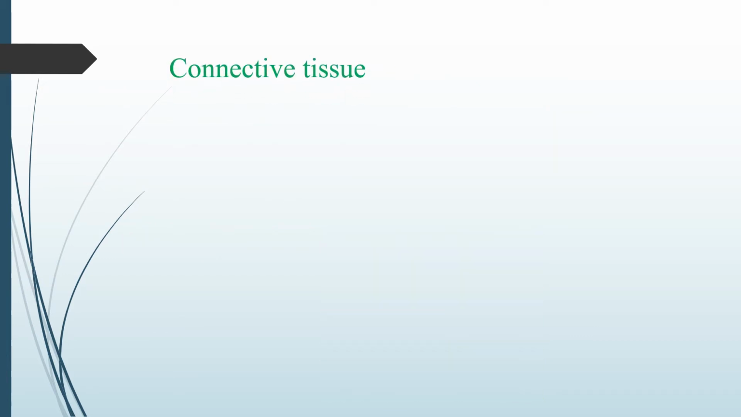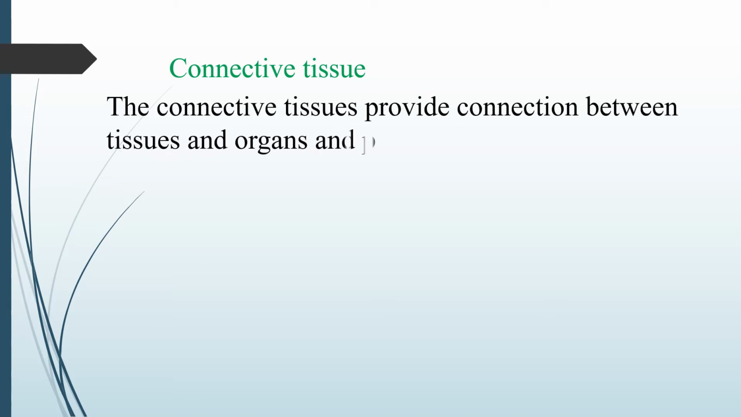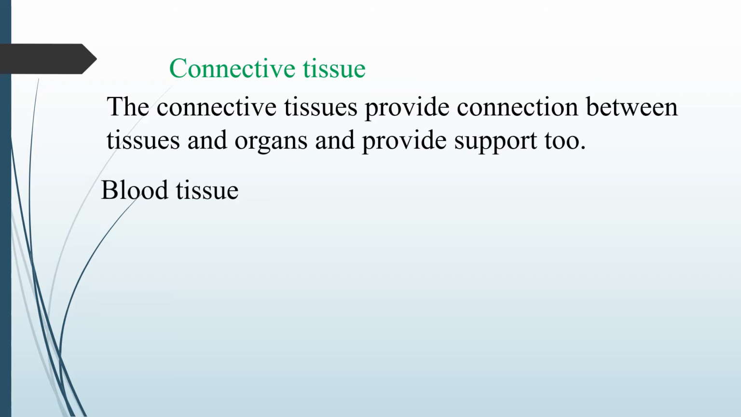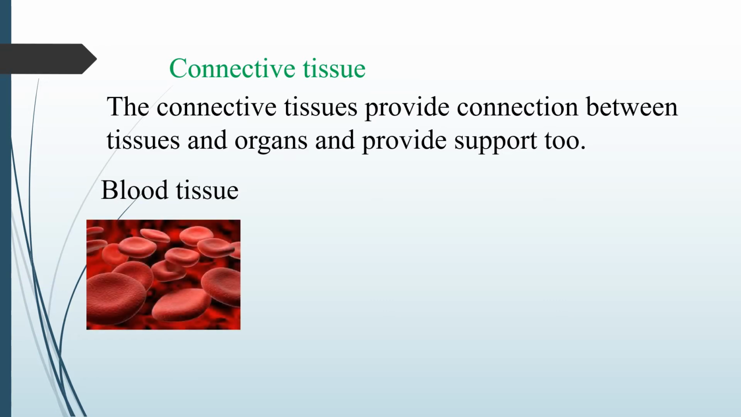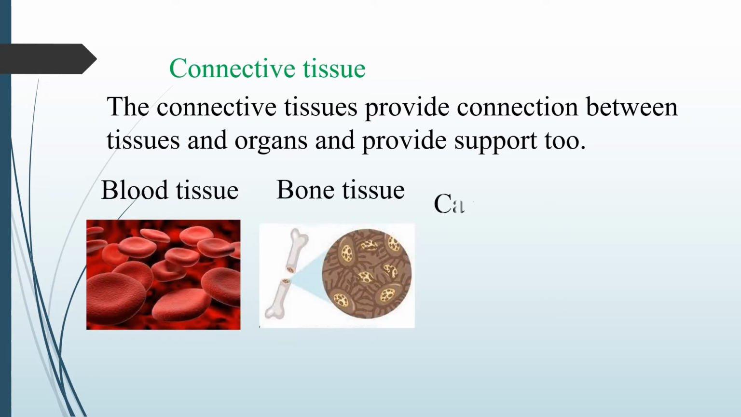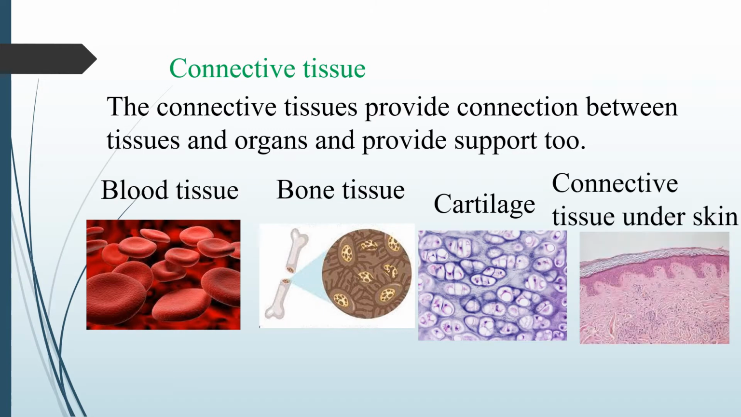Next tissue type is connective tissue. The connective tissue provides connection between tissues and organs and provides support too. These are the types of connective tissues: blood tissue, bone tissue, cartilage and connective tissue under skin.